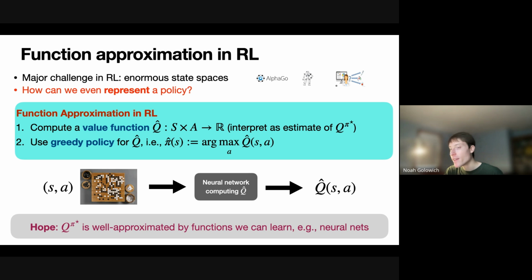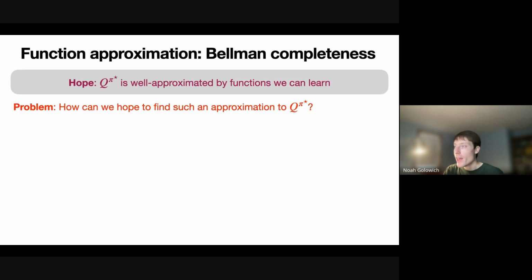Now, what we hope is that the optimal value function q pi star is well approximated by some class of functions we can learn. Once again, in practice, this might be neural nets. In theory, we have to focus on simpler function classes like linear function classes. And given that q pi star is indeed approximated by such functions, the main question is, how do we actually find such a good approximation?